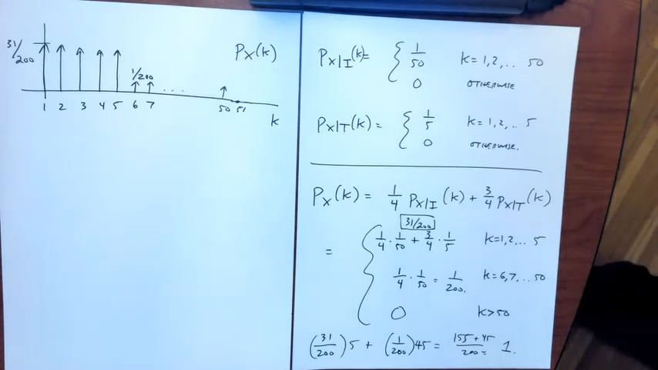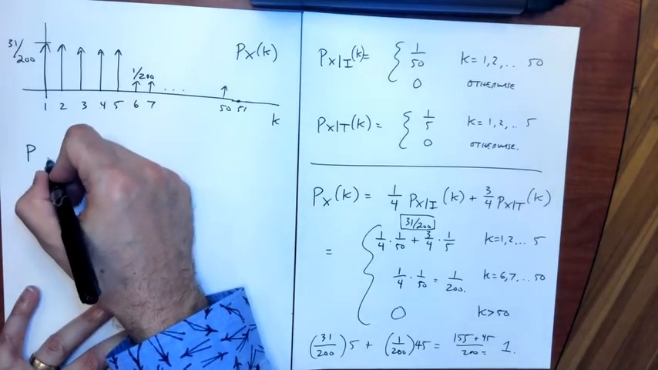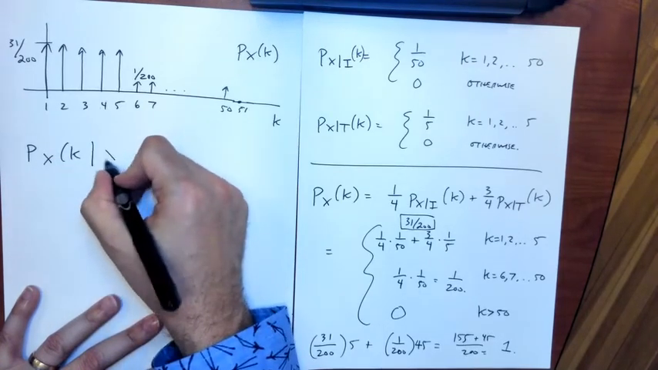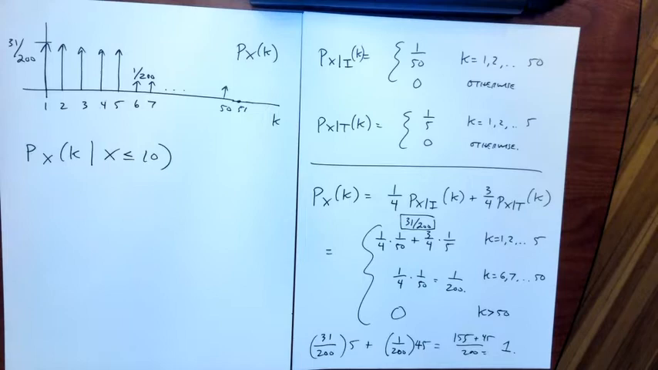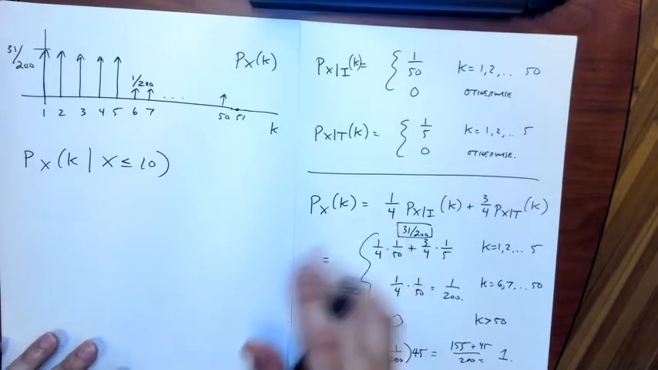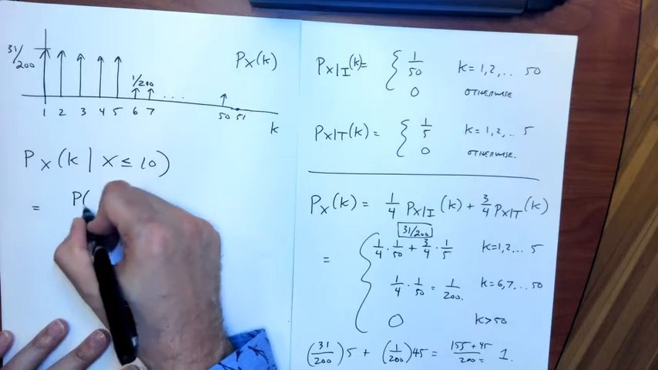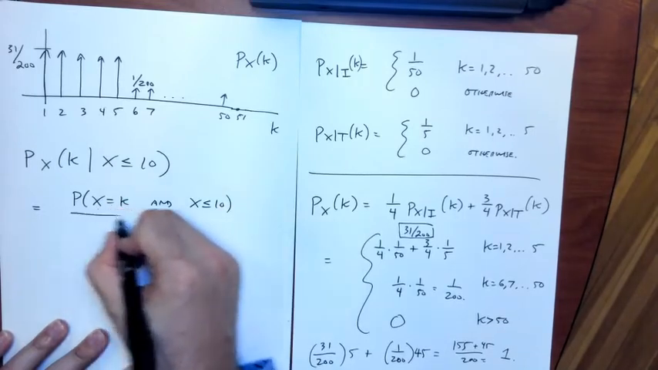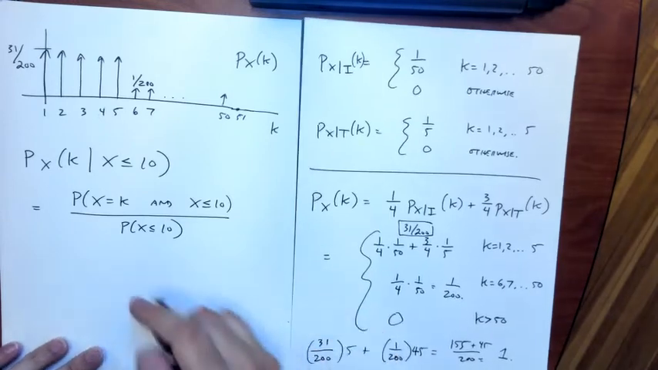Now I didn't do anything really conditional yet. Now I could ask, what's the probability distribution of x given that I tell you that x is less than or equal to 10? So I have some number between 1 and 10. What's the probability of each of those numbers, right? Well, let's just use the definition. This is like saying the probability of x equals k and x is less than or equal to 10, given the probability that x is less than or equal to 10. I have to compute first the denominator, right?